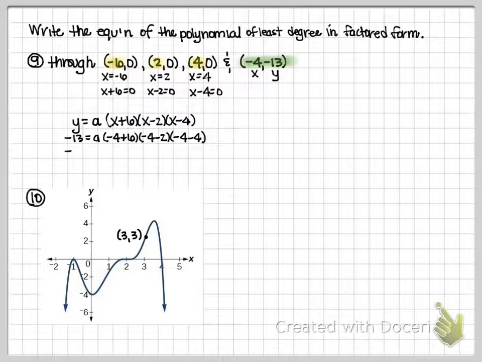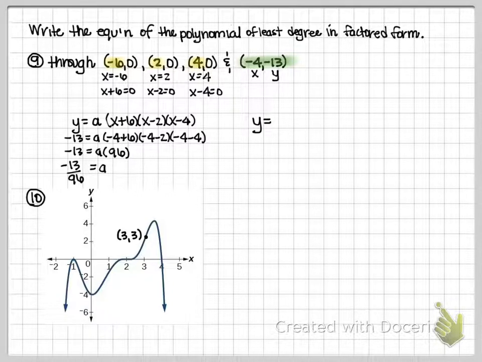When we multiply out that side, we're going to get 96, and then go ahead and divide by the 96 on the other side. So it's going to be negative 13 over 96. So that's going to give us our a. Now what we need to do is just write the equation.